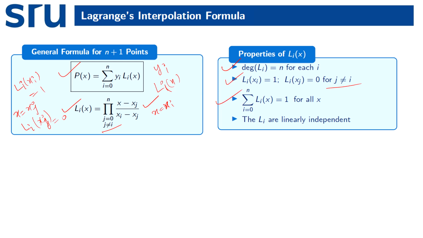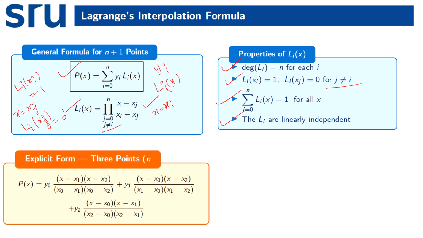Also, the summation of Li(x) for i equal to 0 to n equals 1 for all x. This is a very important identity. It tells us that the basis polynomials form a partition of unity. And the last one: the polynomials Li(x) are linearly independent. This means no polynomial can be written as a combination of others, and each contributes uniquely to the final result.